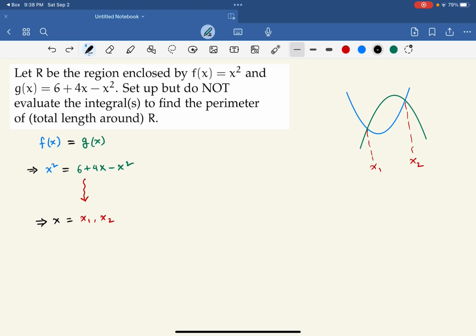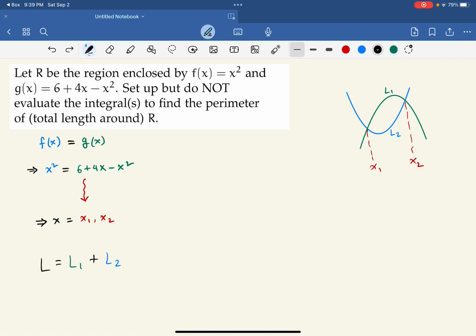Now if we look at this region R, which is enclosed by these two graphs, from the points x1 and x2, we can see the total length around this region, that is the perimeter of this region, is the arc length of the green graph from point x1 to x2, which is L1, and the arc length of the blue graph from x1 to x2, which we call L2. Finally, the total perimeter will be the sum of these two arc lengths L1 and L2. That will give us the equation to solve this problem.